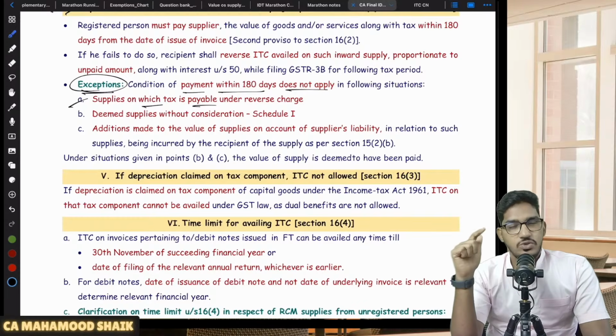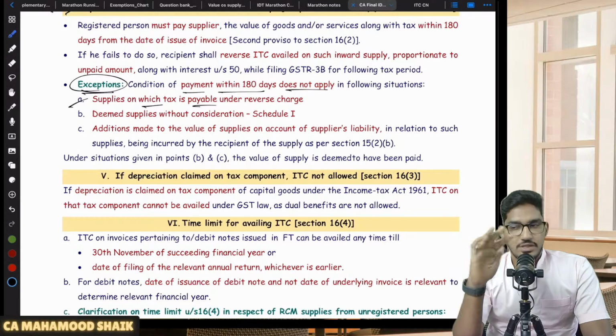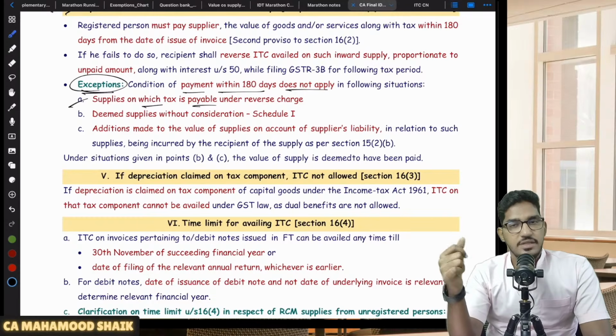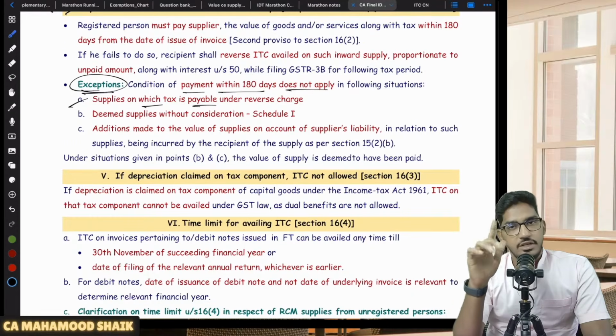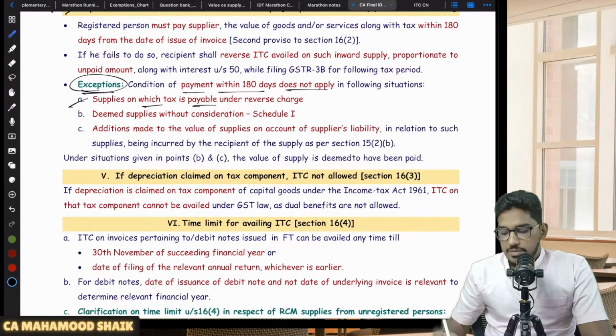Whatever GST that you have paid under reverse charge mechanism, that also you can take as credit. But in that case, there is no condition to make the payment within 180 days to the supplier. In case of RCM supplies, you can claim ITC, but there is no condition of making the payment within 180 days to the supplier. Second one, deemed supplies without consideration.